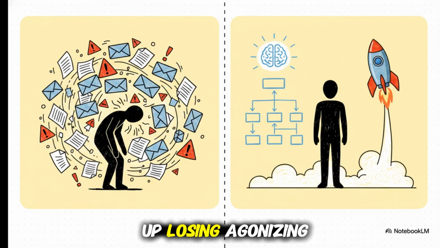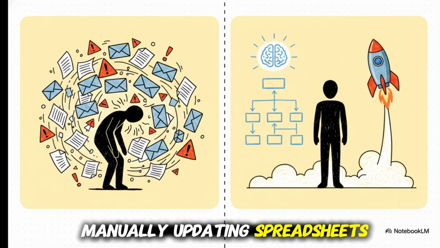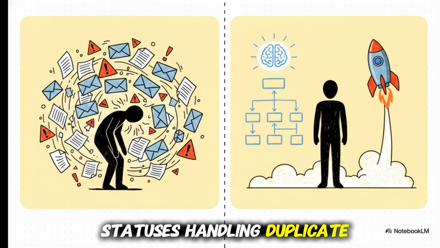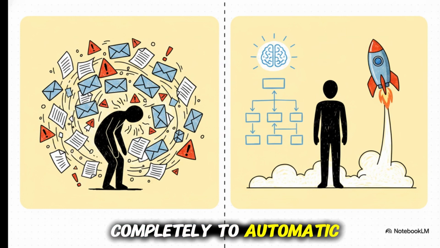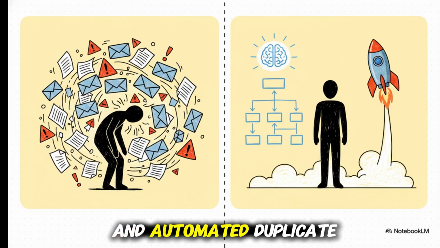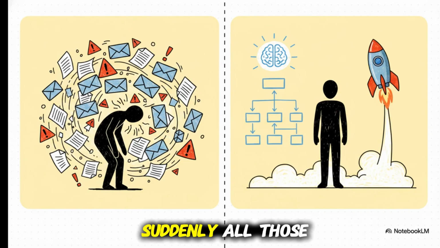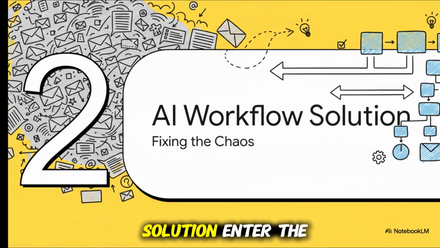So we end up losing agonizing hours doing things the old way, right? Manually updating spreadsheets, trying to track statuses, handling duplicate emails by hand. It's exhausting. But this new paradigm flips the script. We are shifting completely to automatic extraction, structured workflow histories, read-only security, and automated duplicate detection. Suddenly, all those wasted hours, you get them back. Let's move on to Section 2, the AI workflow solution.